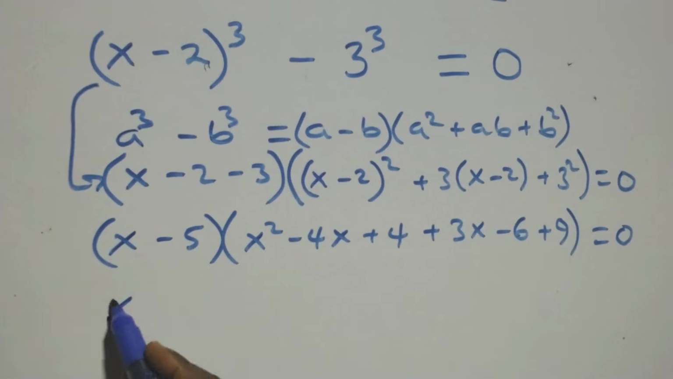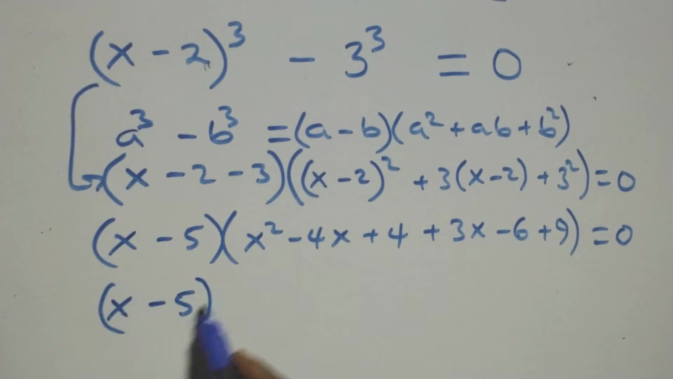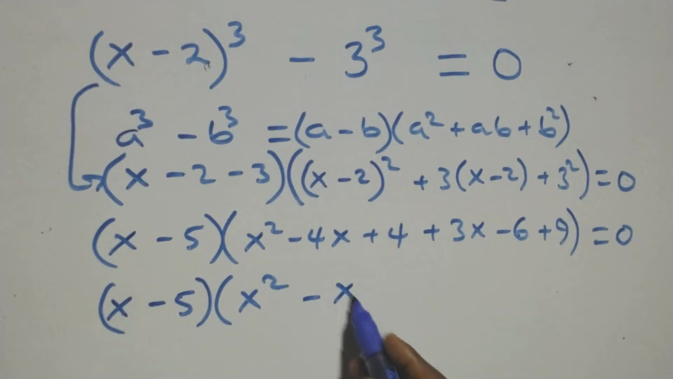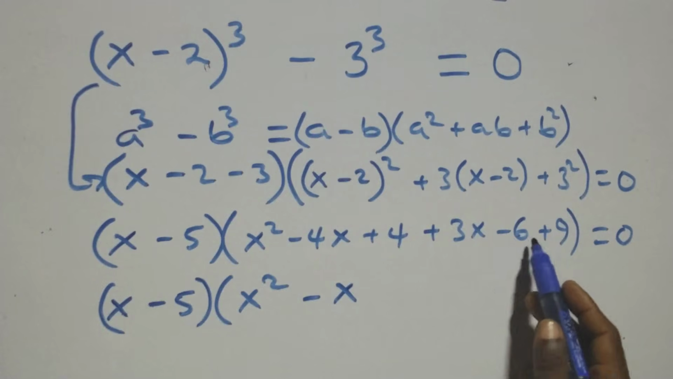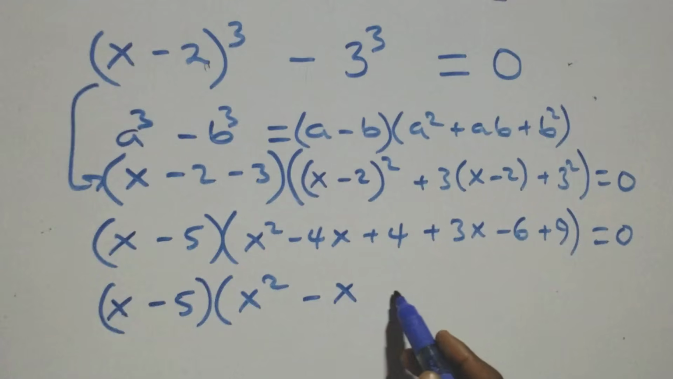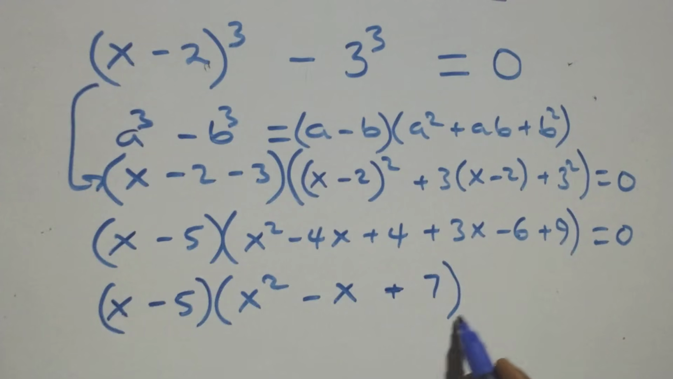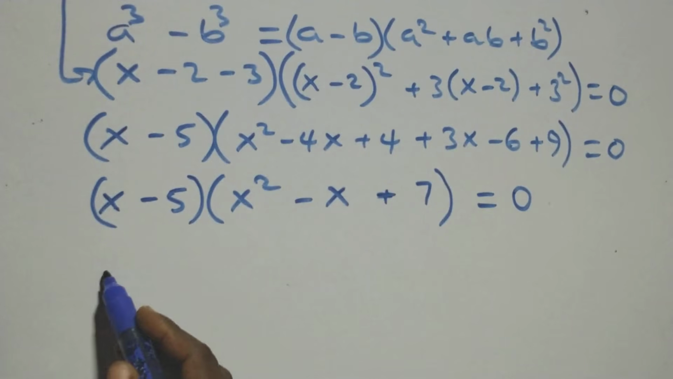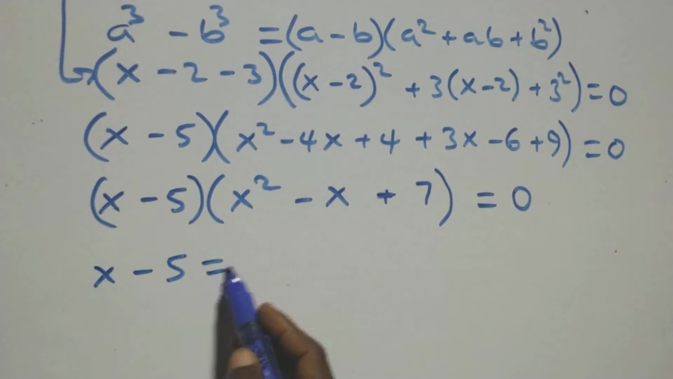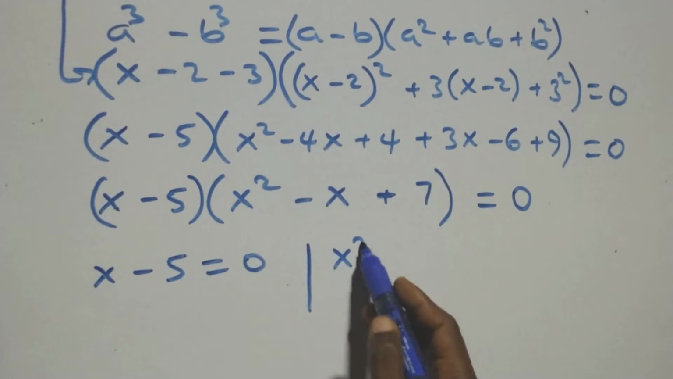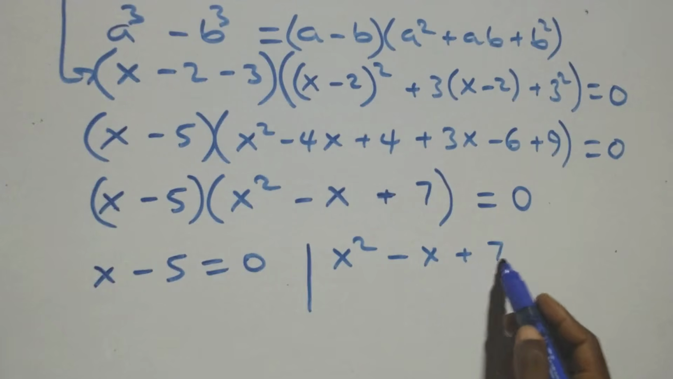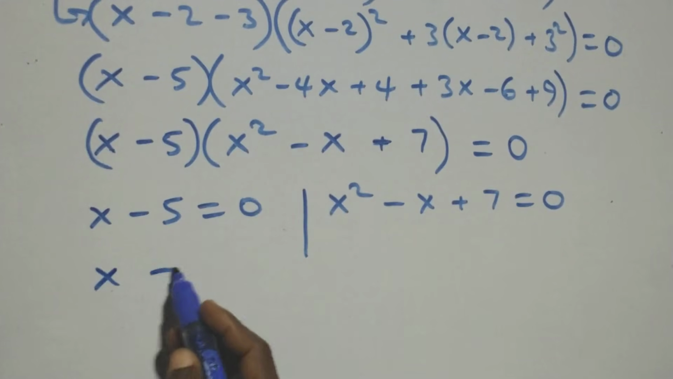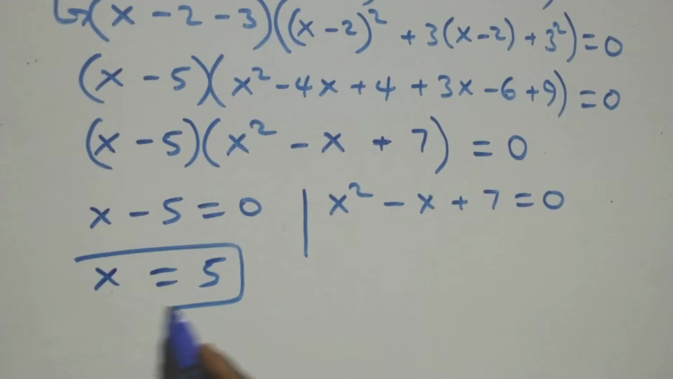Also, this becomes (x minus 5) into (x squared minus 4x plus 3x equals minus x, then 9 minus 6, that's 3 plus 4, that's plus 7) equals 0. Also, we have two possible cases. First one, x minus 5 equals 0, or we have x squared minus x plus 7 equals 0. Solving on this side, we have x equals 5, which is a real solution here.